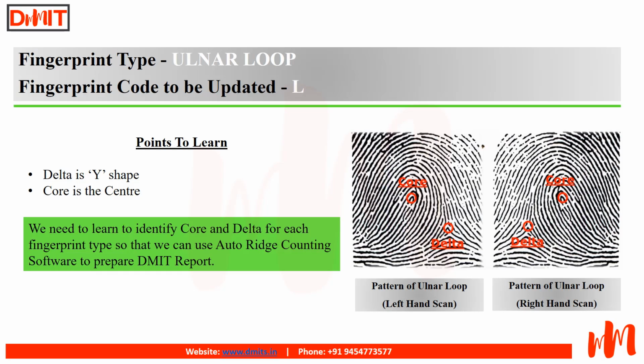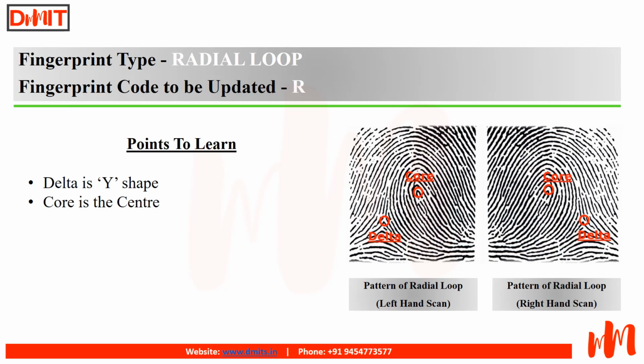Okay, so now moving forward, the fingerprint code that needs to be updated if there is an ulnar loop is L. In case of radial loop, the fingerprint code to be updated will be R.